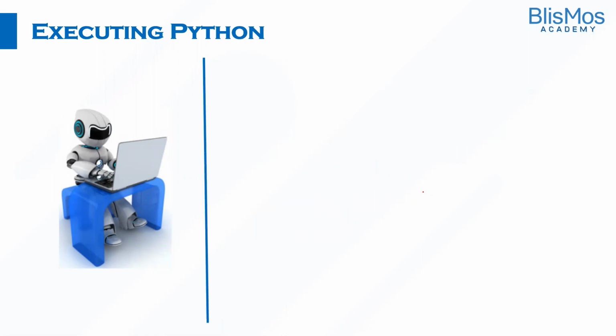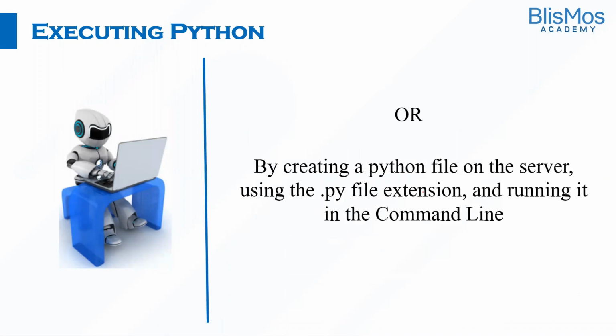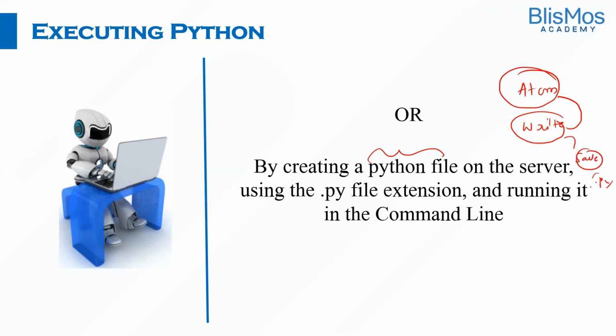One more way of executing the Python code is by creating a Python file. What you can do is open any text editor like Atom, write the Python code in Atom, save that with a .py extension, and run that on the command line. That is one more way of executing the Python code.